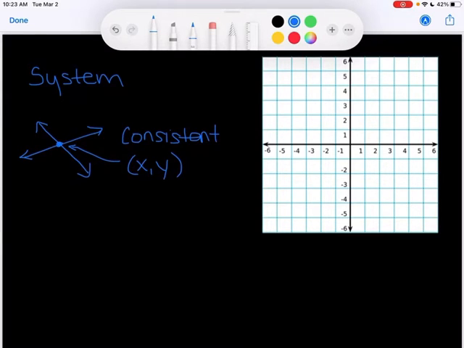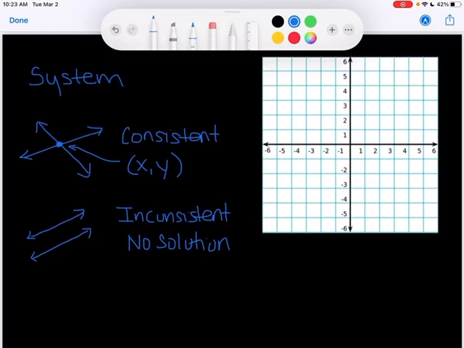Another thing that could happen is that the two lines could be parallel. And remember, when two lines have the same slope, that means they're parallel. They will never intersect. We call this inconsistent. There's no solution here because they will never cross.